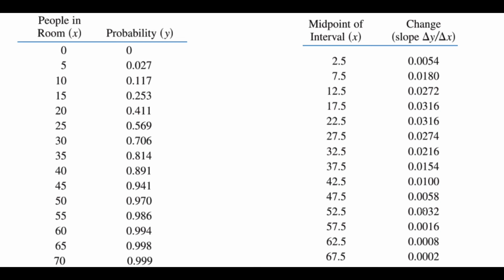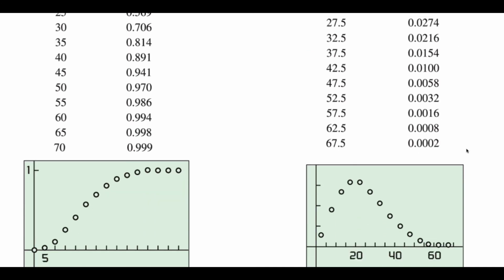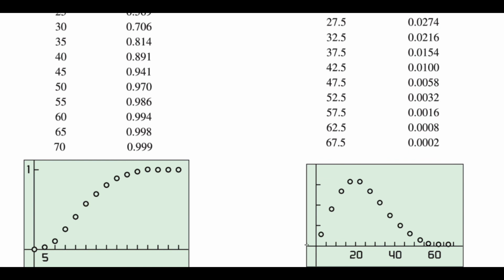Now, if we're looking for where the probability was increasing the fastest, remember we said we were looking for the highest slope. So if we look right here at these 2 points, at an x value of 17.5 and at an x value of 22.5, the slope there was 0.0316. And it's the same for both of those. And looking at all of those y values on the table, those are the two biggest y values. If we look at this graphically, a scatter plot of this new table that we could come up with, the highest points on there are those 2 points that we just talked about.